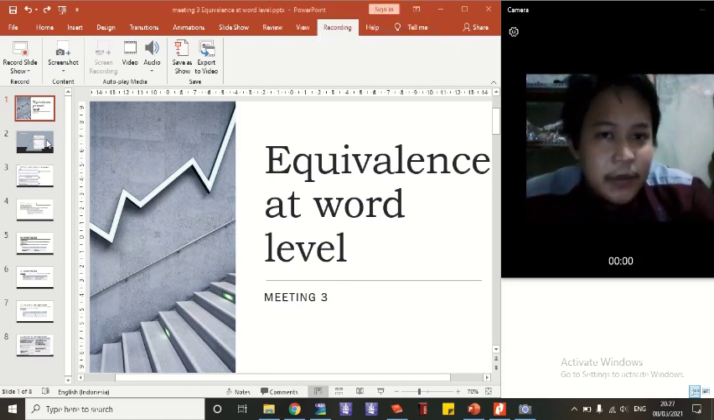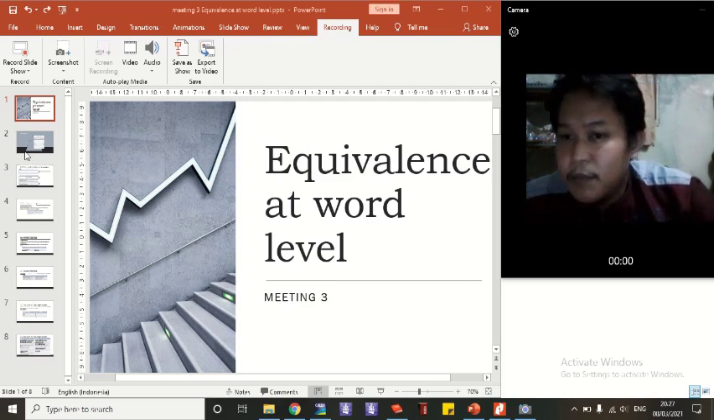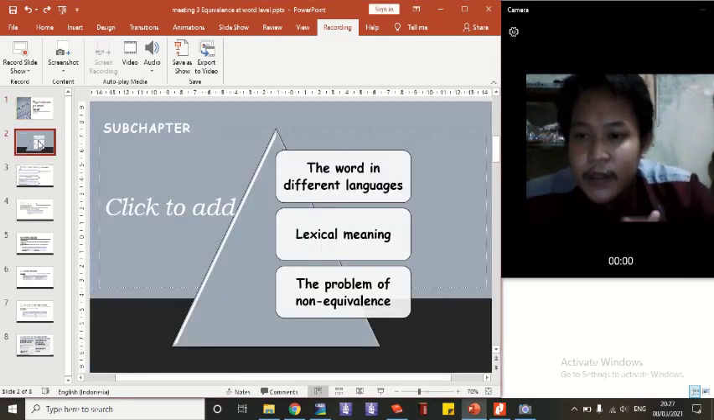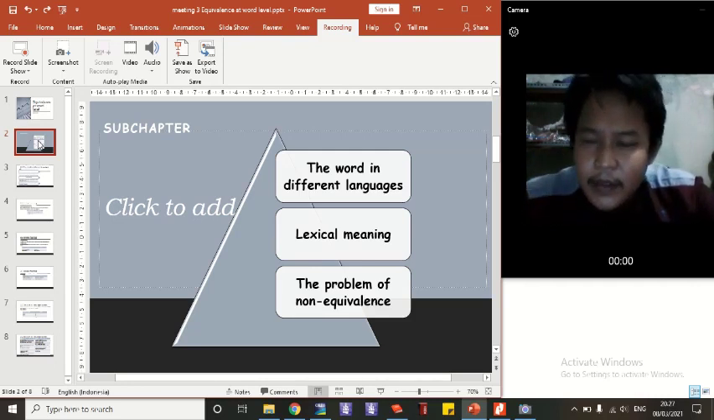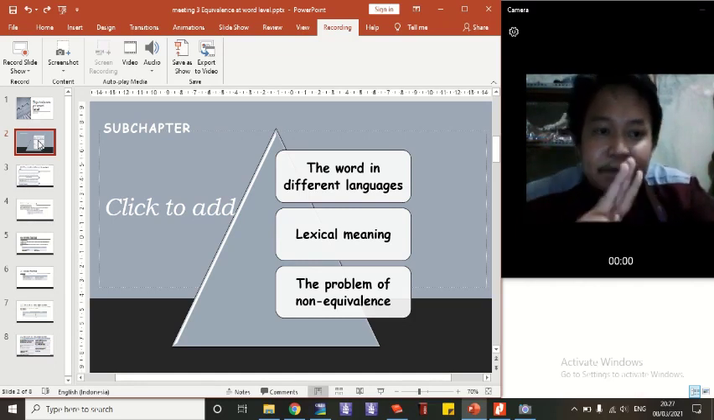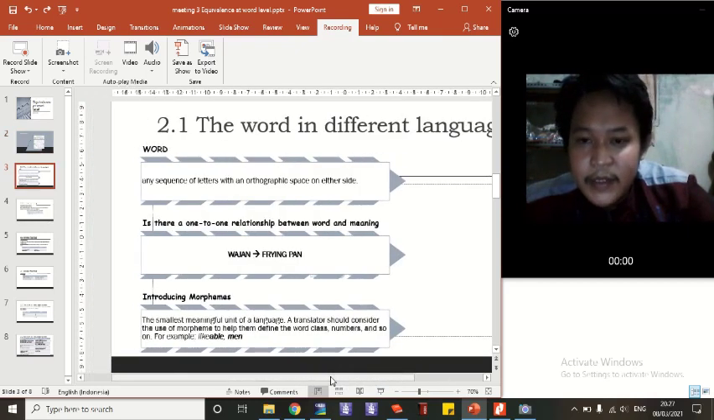It will not take too long, due to the amount of video size you will have to watch, so I will be brief in explaining this. The subchapters of this topic consist of the word in different languages, lexical meaning, and the problem of non-equivalence. Only three. We start with the word in different languages.